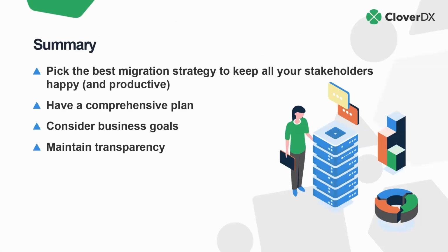But in summary, we want to pick the best migration strategy to keep all of our stakeholders happy and productive. That includes business users and IT users, right? So have an idea of what that looks like in your ideal data scenario, and have a comprehensive plan for all contingencies, including problems as they come up, while considering all your business goals and maintaining transparency in all your different processes. Have documentation, have data maps, have everything so that anyone can come into this process and have a good firm idea of where we are and where we're going. And that's really the idea there.